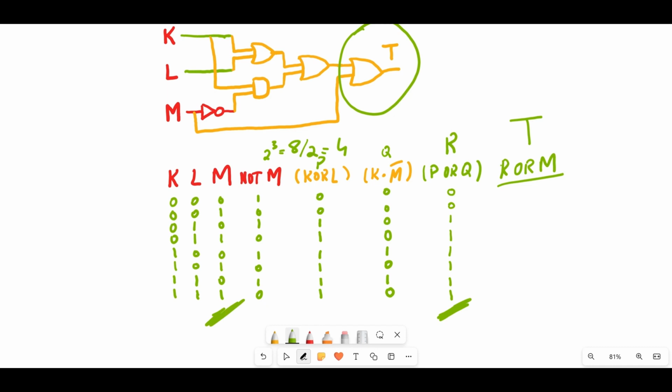M is 0, 1, 0, 1 alternates, and this is an OR gate. So instead of the first input, M is 0.